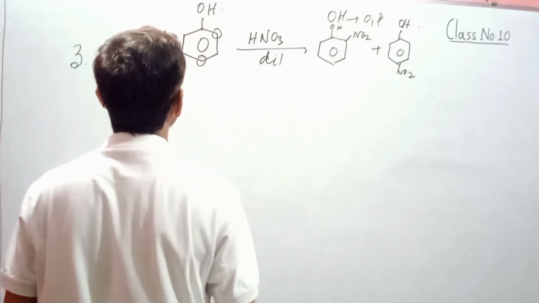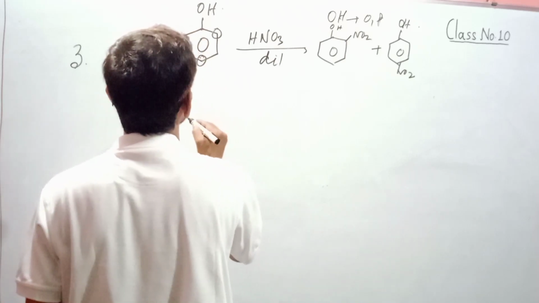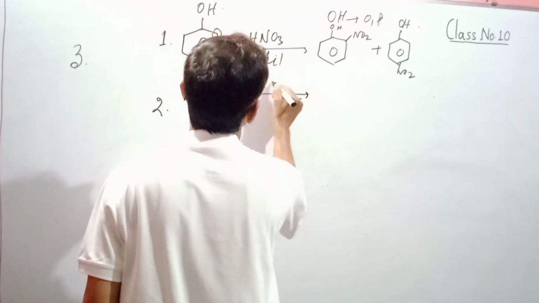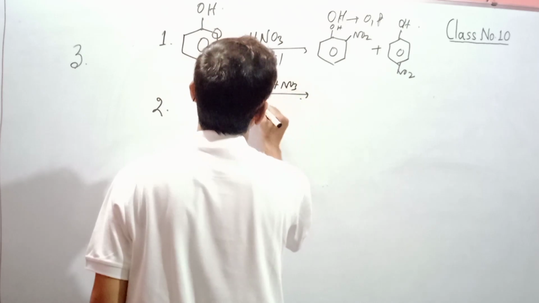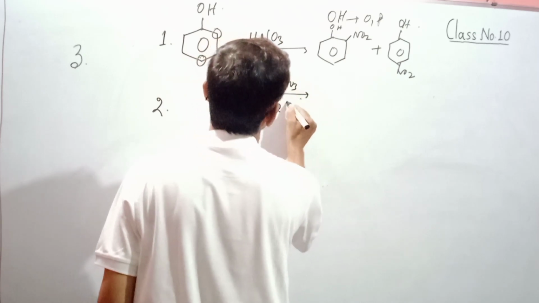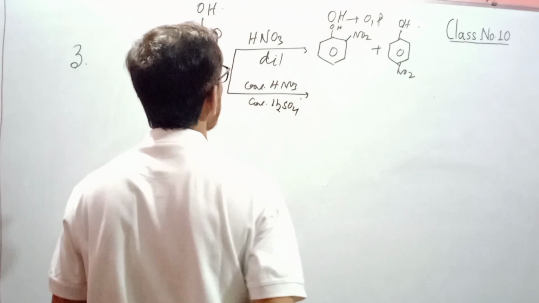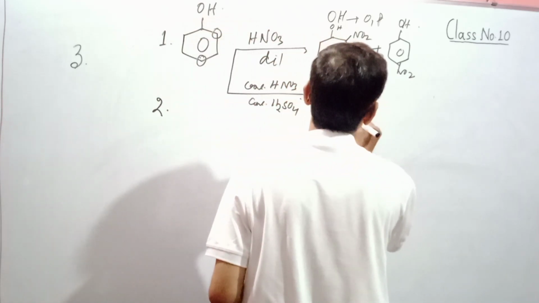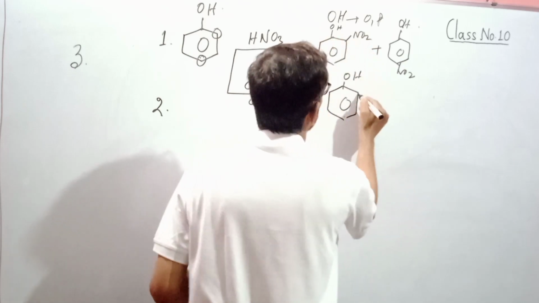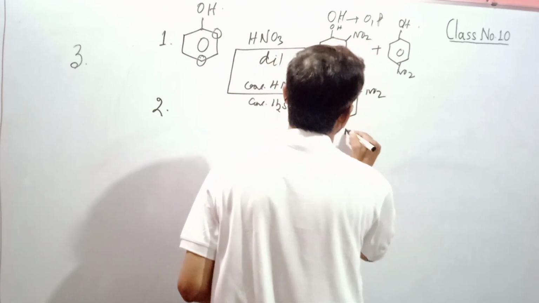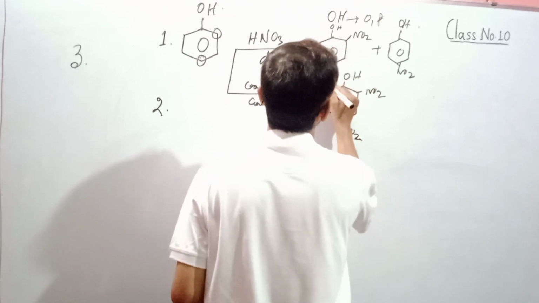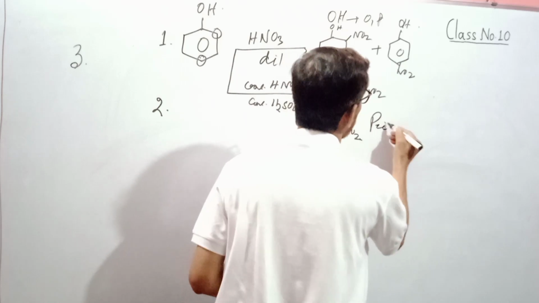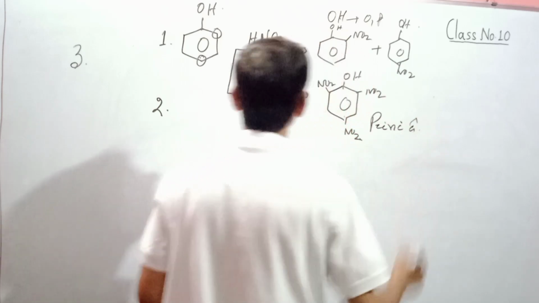Number two, from the same thing I am showing you, if you use concentrated HNO3 and concentrated H2SO4, it is a nitrating mixture, am I right? So here the nitro group will enter subsequently in the 2, 4 and 6 positions. It is picric acid. This is picric acid.